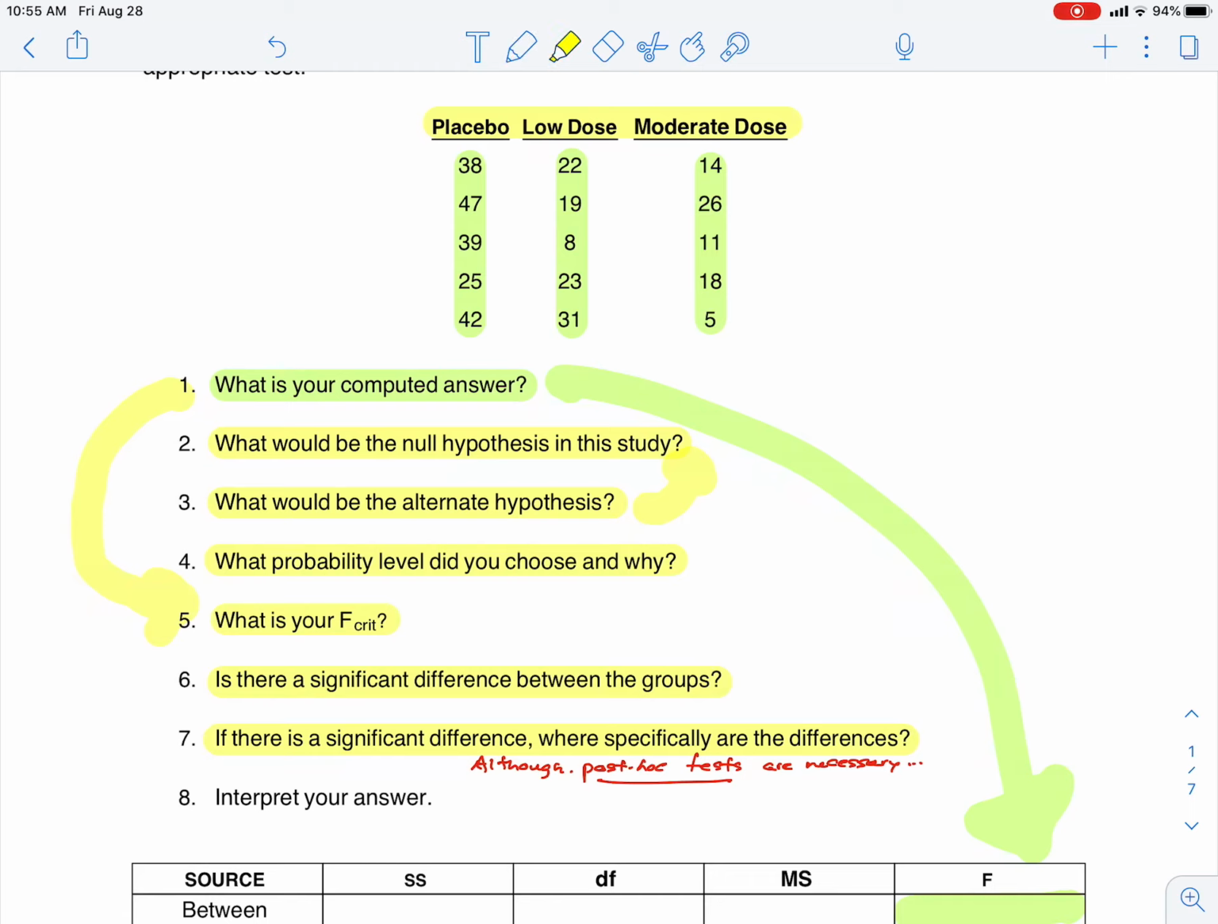And then last, you want to interpret your answer. What does this mean in the course of, for instance, diagnosing individuals with depression and then giving them a drug treatment? Which one would you recommend? You'll do this for each one of the problems, and we'll compare your answers in class.